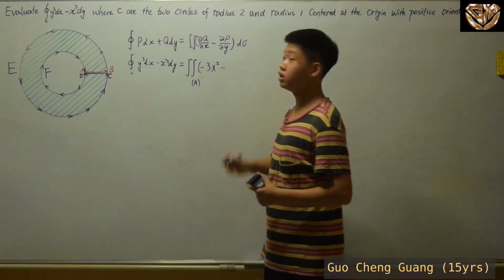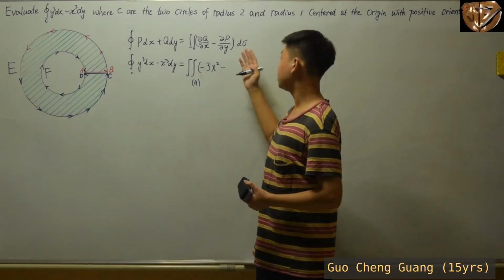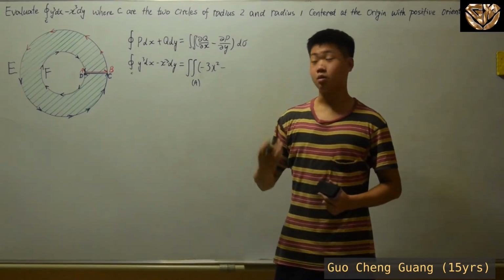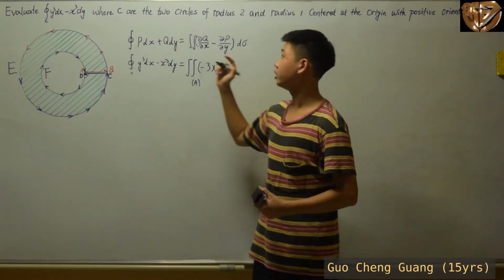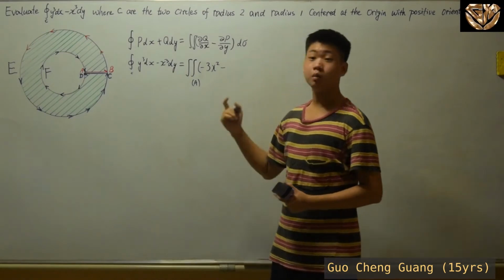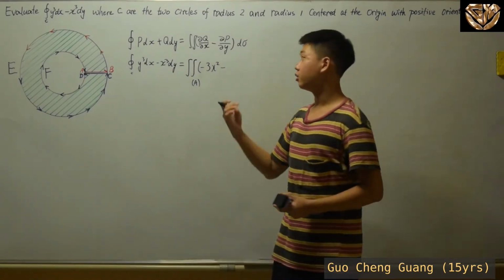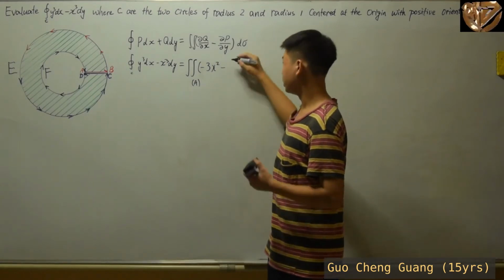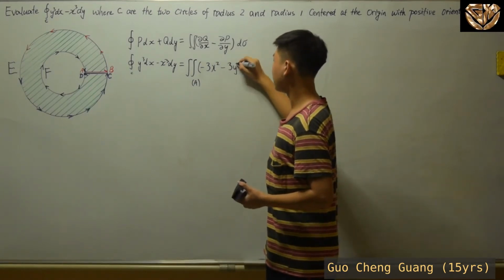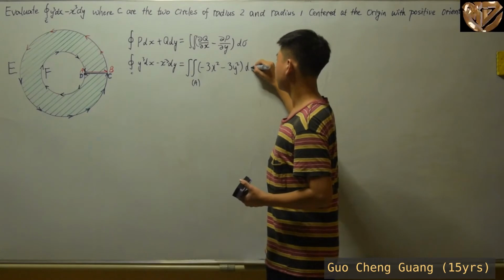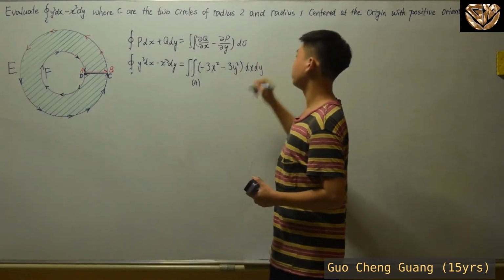Then next, you need to subtract partial P, partial y. So what's our P here? If we take a look at the question again, that will be y cubed. So y cubed, you differentiate it with respect to y, which in this case is just 3y squared. And then you have dx dy.